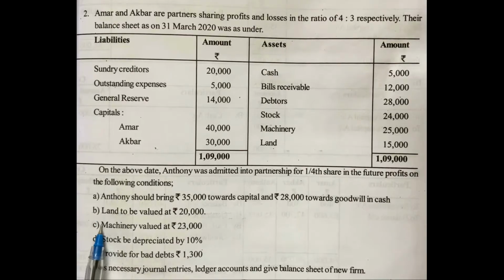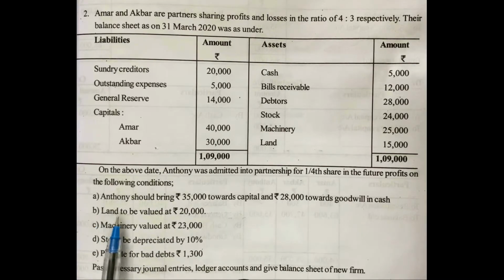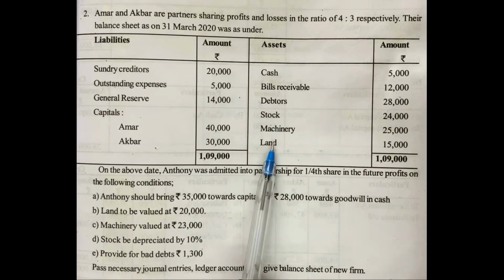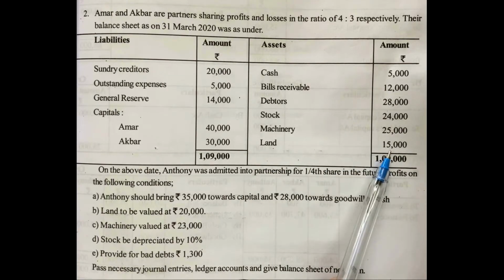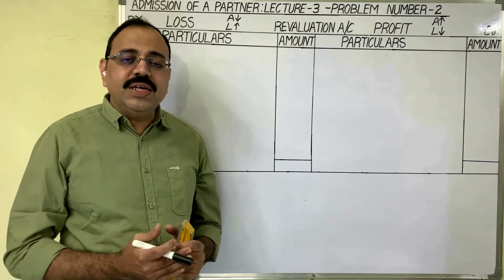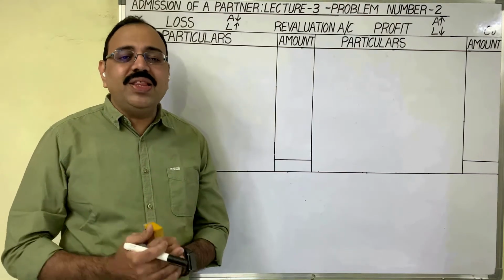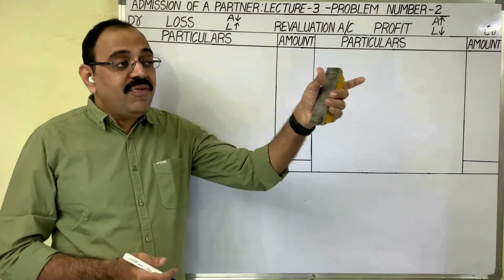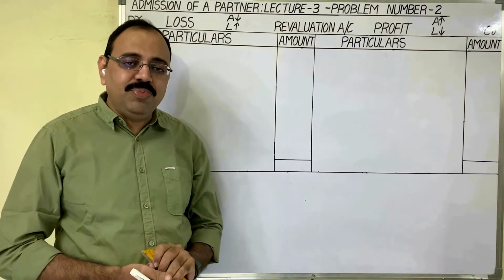B, C, D, E. These 4 points are related to the revaluation account. Come to point B. Land to be valued at 20,000 rupees. In the old balance sheet, land value is given as 15,000 rupees. And in adjustments, he is giving that the market value of the land is 20,000 rupees.